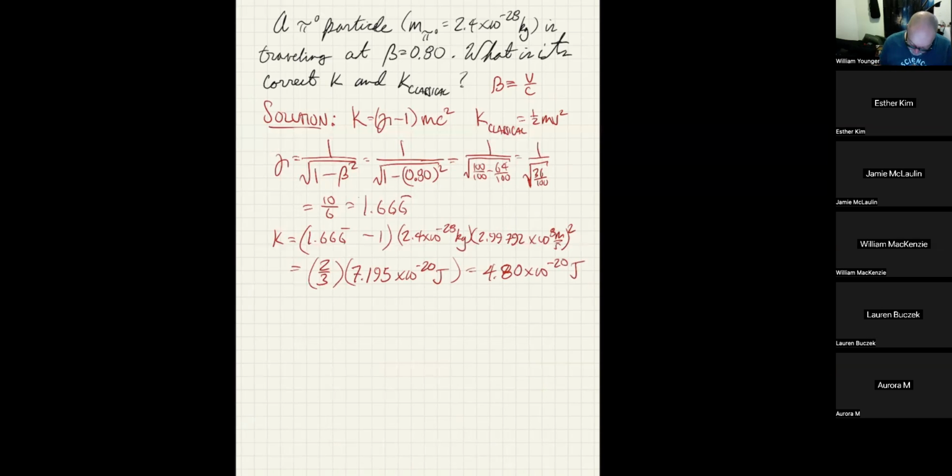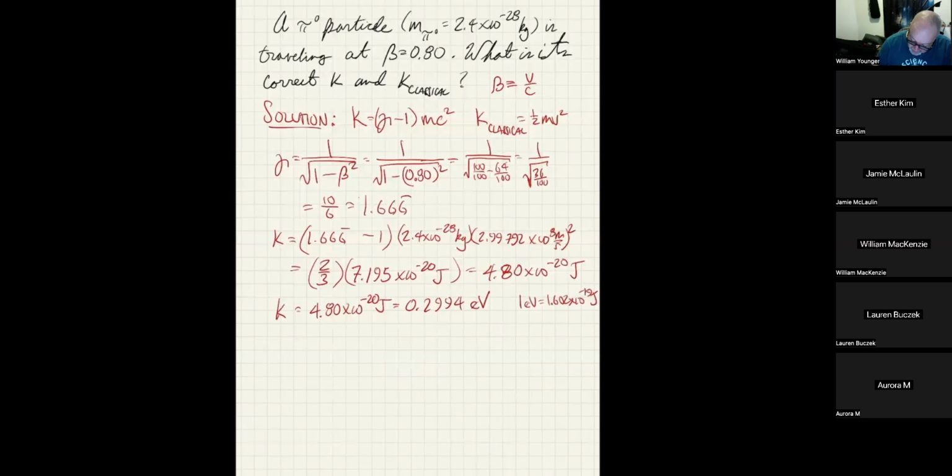This is a good time for us to compare it in electron volts. So this is 4.80 times 10 to the negative 20 joules. If I divide that by 1.602 times 10 to the negative 19th joules per electron volt, then I get 0.299 electron volts. So that's another way of looking at it as energy. 1 electron volt is equal to 1.602 times 10 to the negative 19th joules.